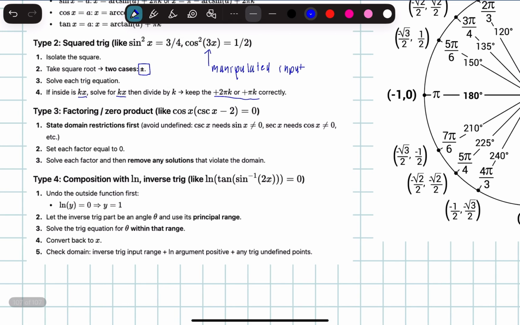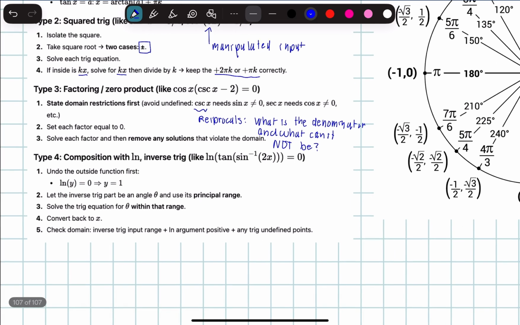And now we have factoring and zero products, like cosine of x times cosecant of x minus 2 is equal to 0. So what you're going to want to do is state domain restrictions first and avoid undefined. So for example, you have to consider the fact for reciprocals, ask yourself, what is the denominator, and what can it not be? That's what you want to ask yourself.